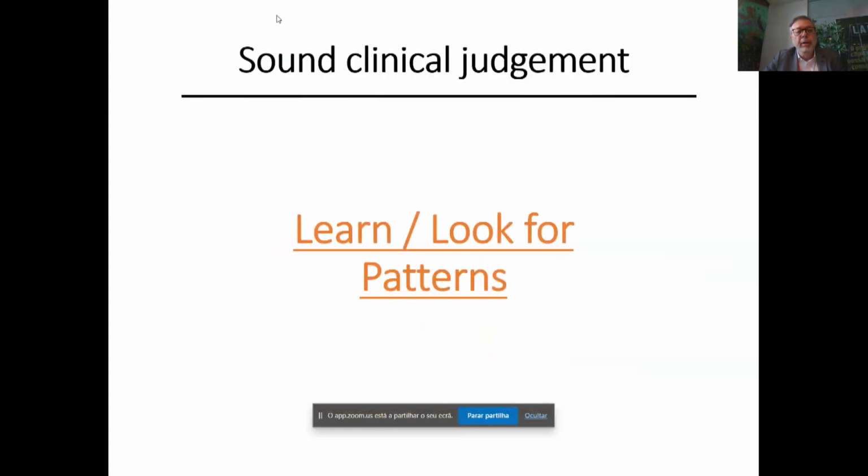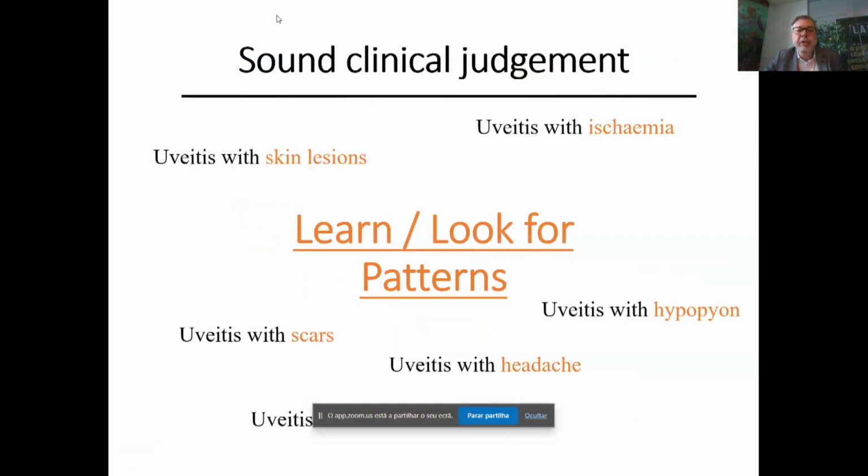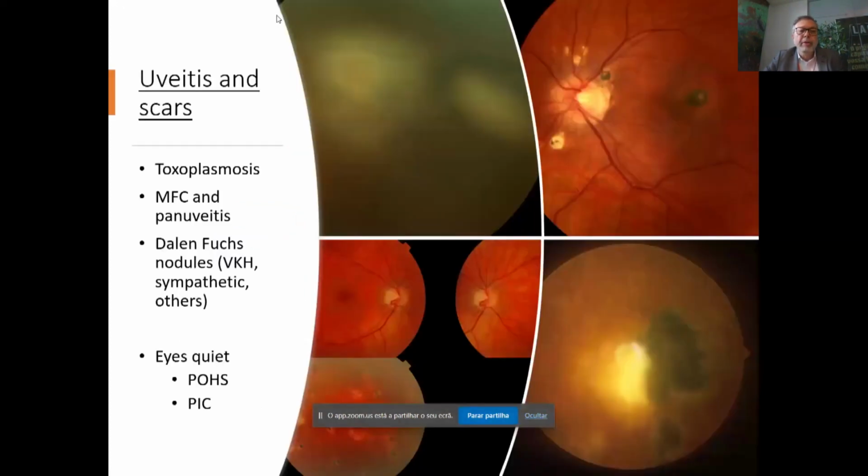So it's important that you look at your patient, the examination and everything about the patient, and look for patterns. Different things can help you in reaching your diagnosis. Starting here, uveitis and scars. You look at the back of the eye for the presence of lesions, especially if they are associated with, like in toxoplasmosis, an adjacent lesion; the presence of a scar will help you. The Dalen-Fuchs nodules that you see, especially in the inferior retina, in VKH or sarcoidosis, and then look at eyes that have scars but are quiet eyes.